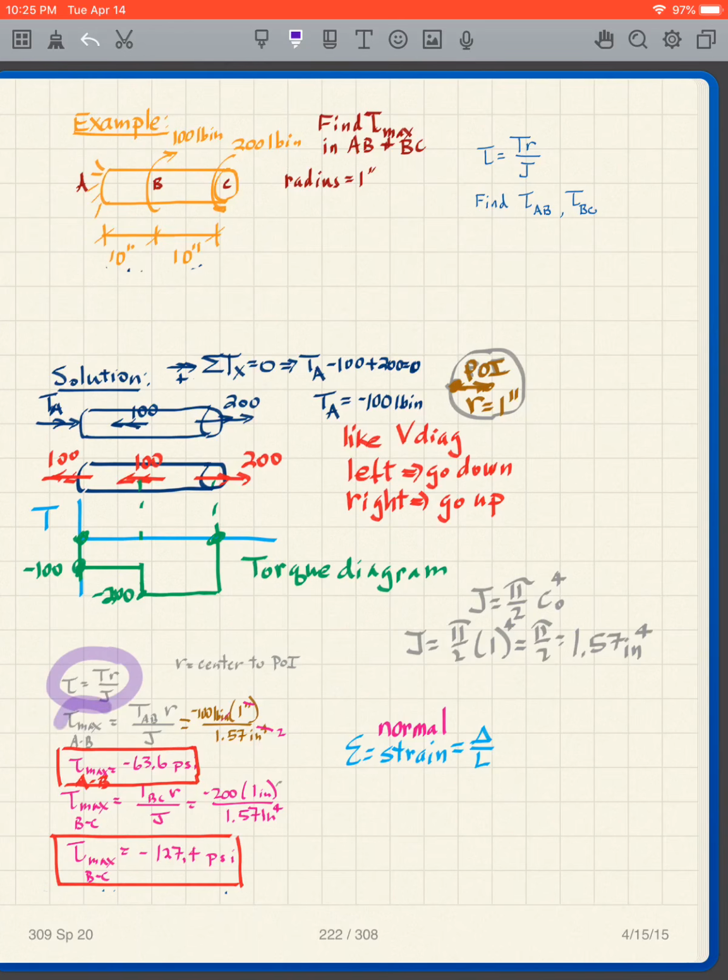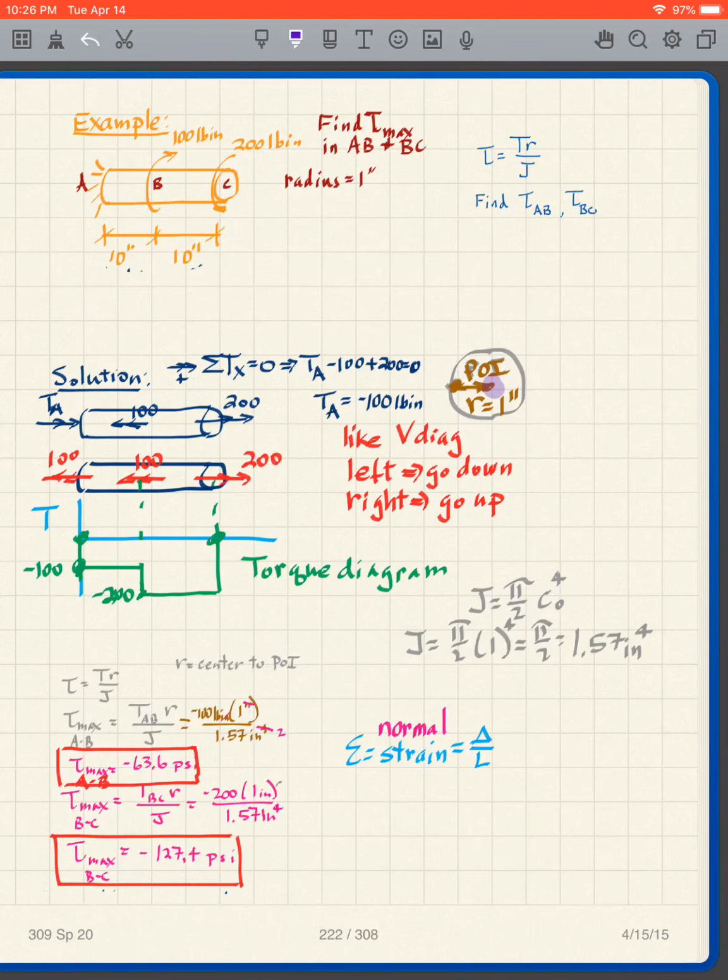So tau max in the region A to B is going to be T in the region A to B times R over J. Now we have to find the point of interest. Where's my point of interest? Well, I have to find it on the cross section. On the cross section, it's at the very edge. Why is it at the very edge? Because we asked for tau max, and we know that the maximum shear stresses occur at the edge. So my R is what? My R is going to be the distance from the center to the point of interest, and that's 1 inch.